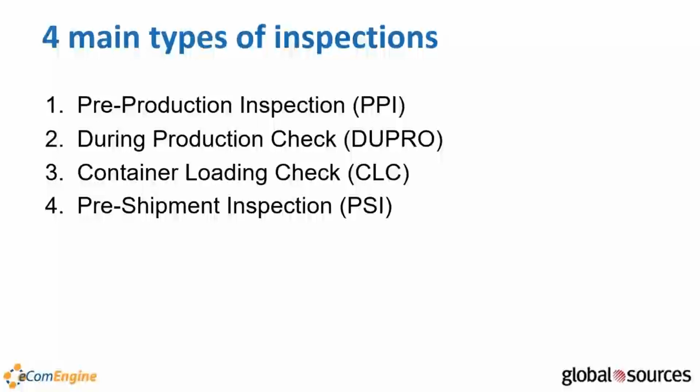Okay, so next I want to spend some time talking about the different kinds of inspections there are and briefly go over the advantages of each inspection type. There are 4 main types of product inspections that are done in China. The first is pre-production inspection, then there's during production check. The third is container load check, and then pre-shipment inspection.